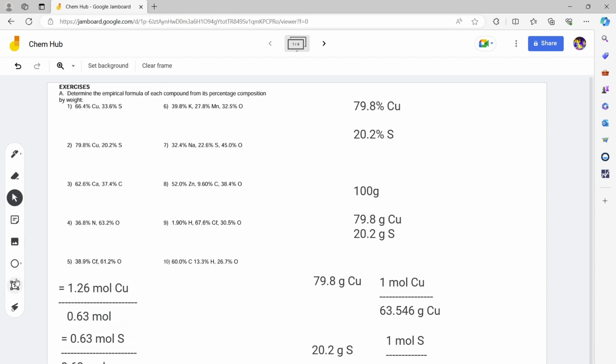And what do we get? For the bottom one, we're obviously just going to get 1. And for the top one, we're going to just get 2. And so our subscripts are going to be copper with 2 and sulfur with just 1. So that is how we find empirical formulas.